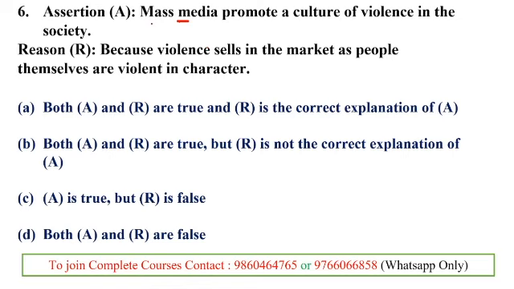So the assertion says that mass media plays an important role in the promotion of violence in the society. And the reason says that violence sells in the society, or violence is promoted in the society, because the people themselves are violent, or there are people who are violent in character. So you can see the assertion and reason both look alike. They provide a negative sense.